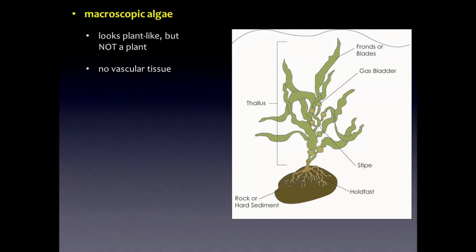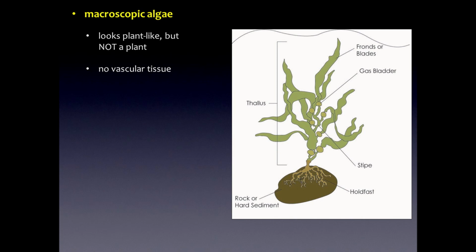Here's the basic body plan of an algae. Once again, macroscopic means we can see with our naked eye. So it looks very plant-like. It has a lot of structures that are very similar to those in plants, but they're not plants. They don't contain vascular tissue, and vascular tissue is material that lets fluids flow up and down or throughout a plant.